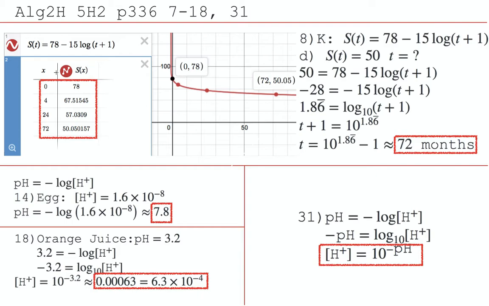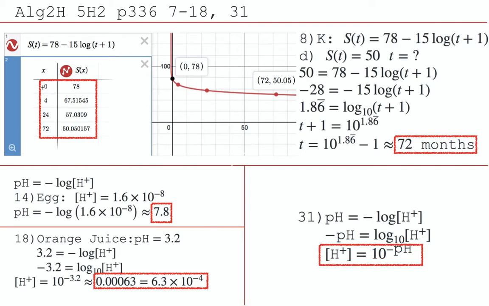Alright, this is a quick video response for 5H2. Let's start with problem number 8. It gives you this equation. The score is 78 minus 15 times the log of t plus 1. And parts A, B, and C are all kind of summarized over here.